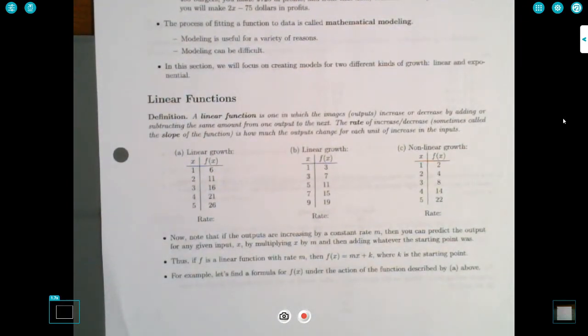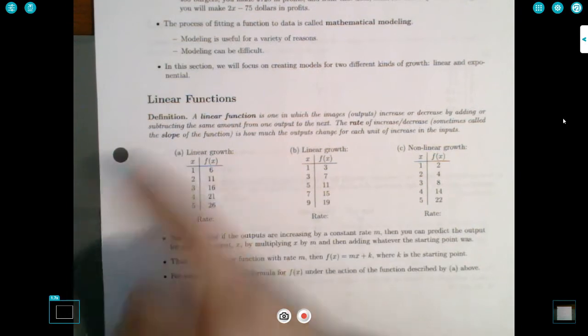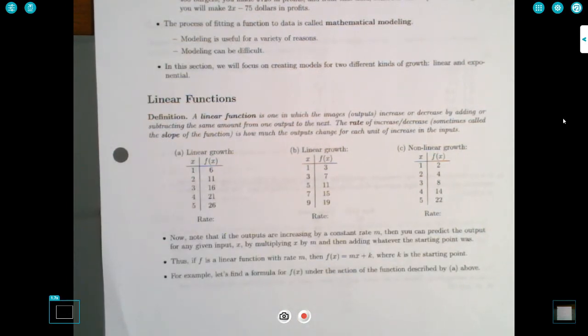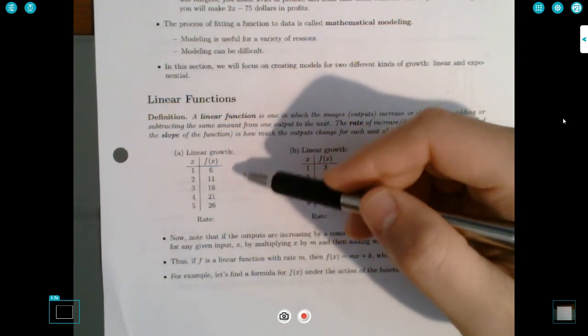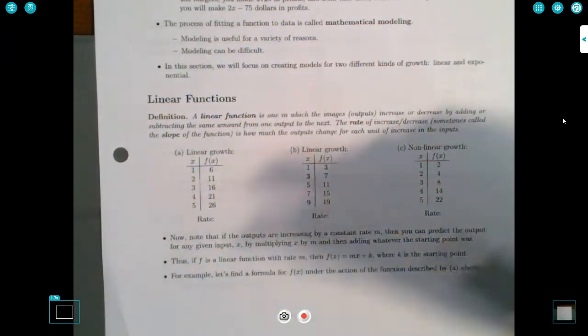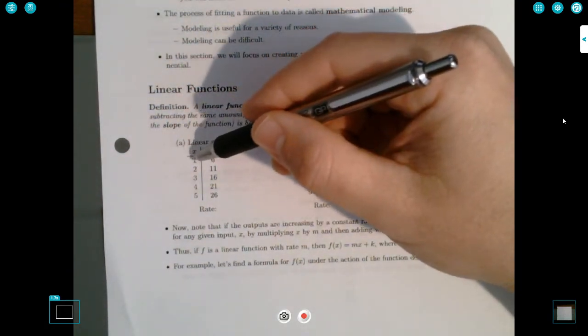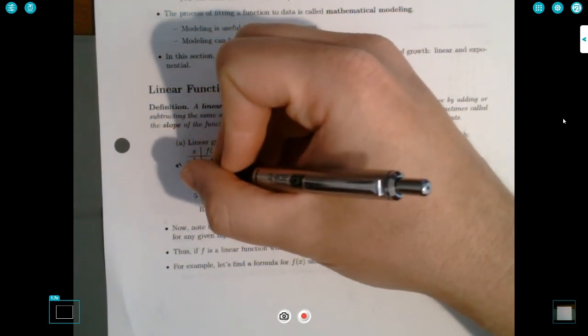Okay, so a linear function is one in which the images, or in other words outputs, increase or decrease by adding or subtracting the same amount from one output to the next. The rate of increase or decrease is sometimes called the slope of the function, and it's how much the outputs change for each unit of increase in the inputs. So for example, if you were looking at a table of values here, this table would represent linear growth because your inputs here are increasing by 1 each time, right? So you're increasing by 1.